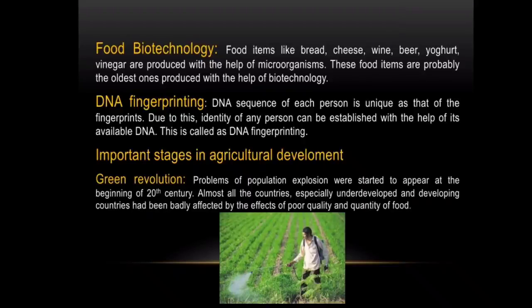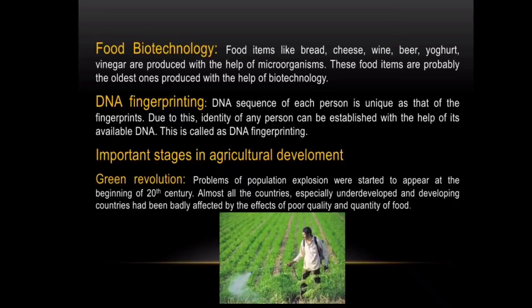DNA fingerprinting. The DNA sequence of each person is as unique as their fingerprints. Due to this, the identity of any person can be established with the help of their available DNA. This is called DNA fingerprinting. It is mainly useful in forensic sciences.